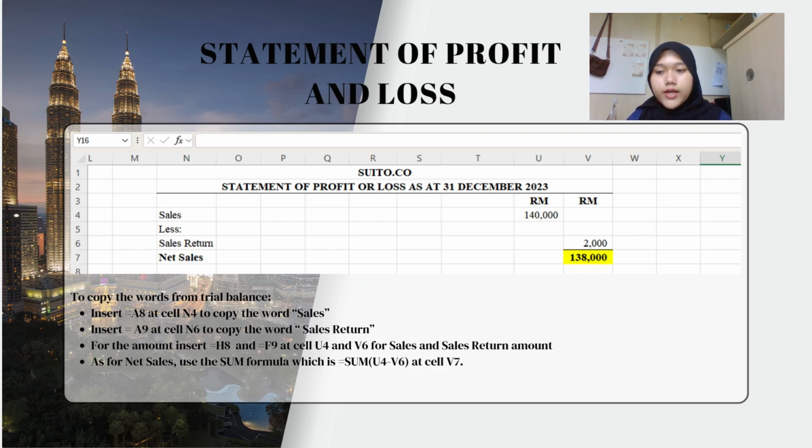Then for net sales, we calculate it using an Excel formula, which is equal to SUM. In the bracket, we put the sales number, which is U4, the sales amount, and minus V6, the sales return amount.